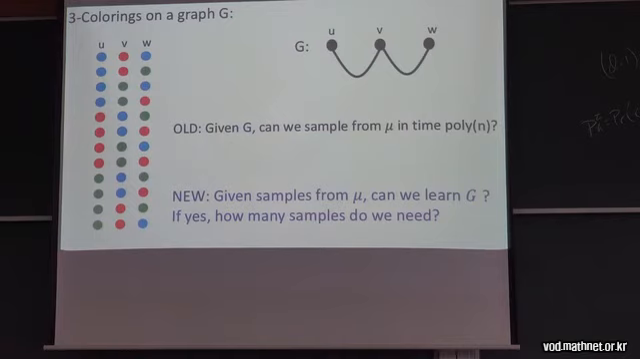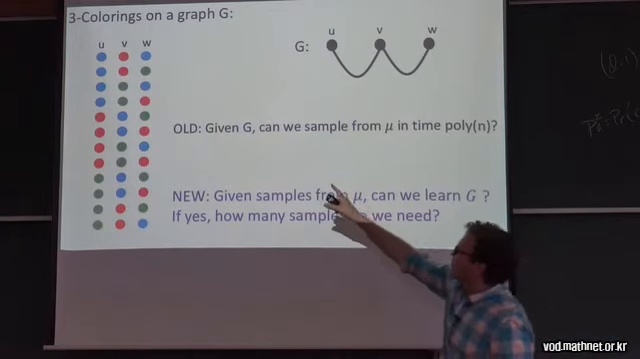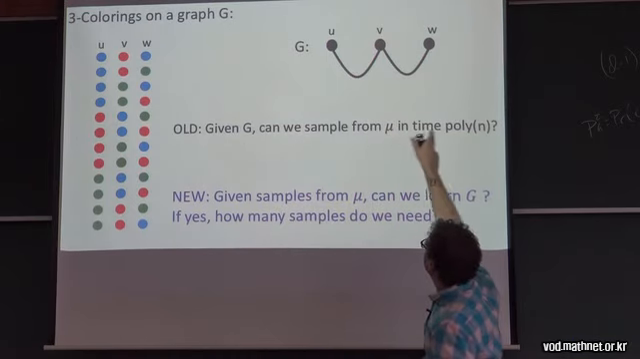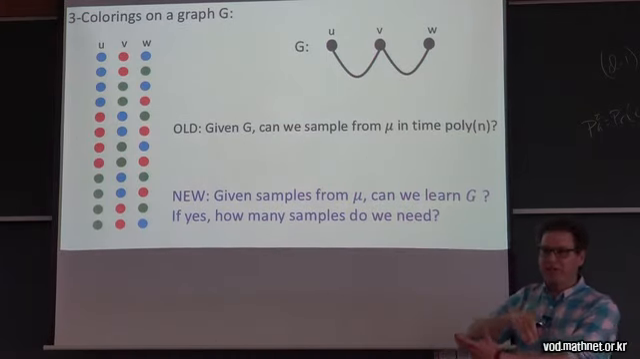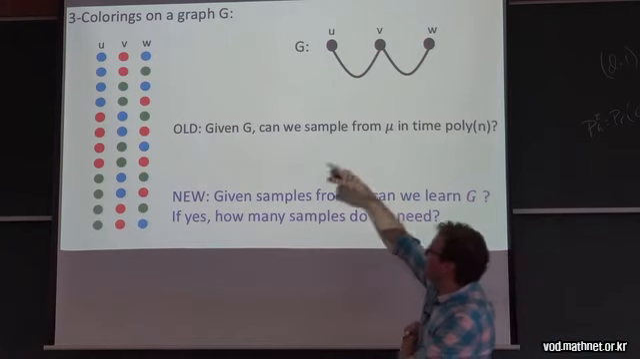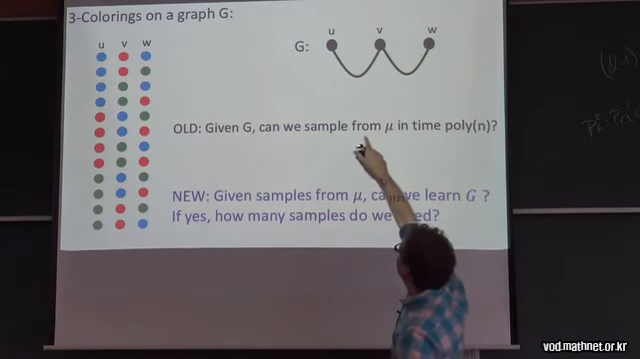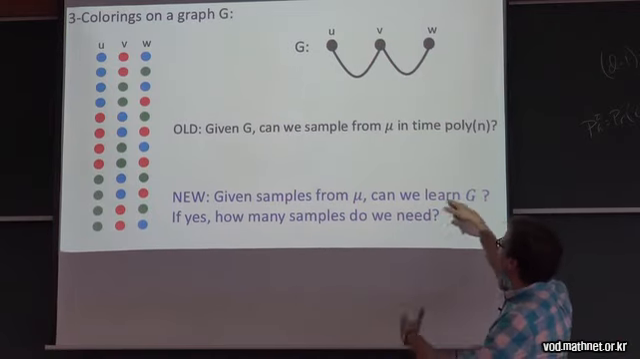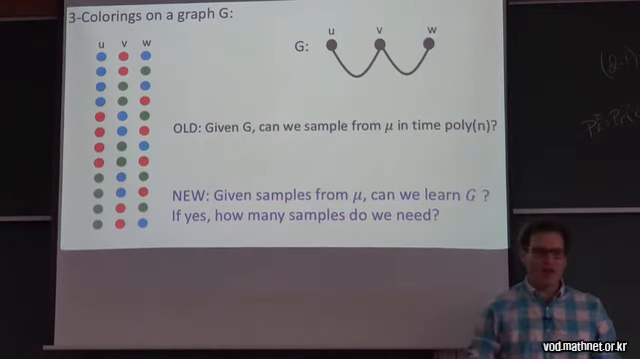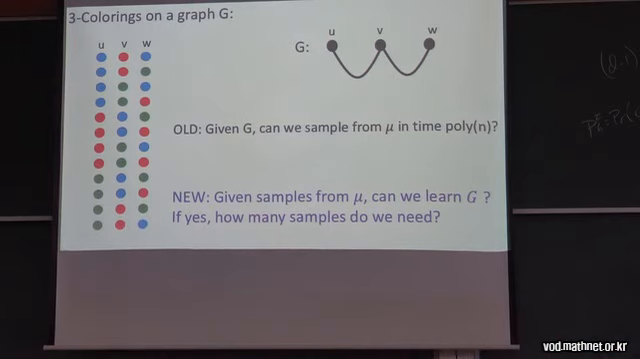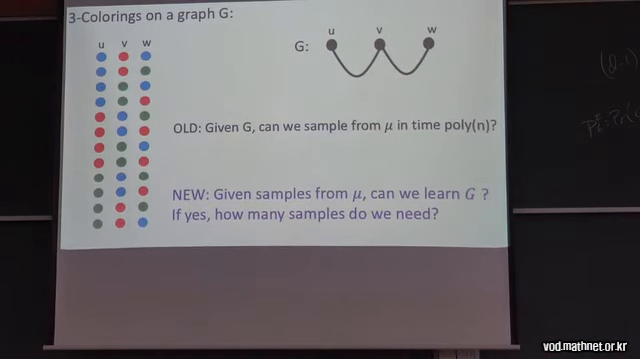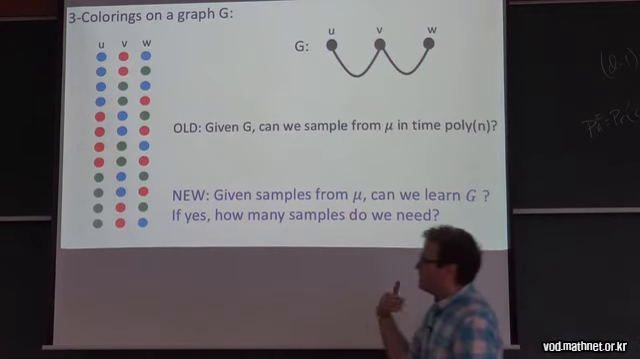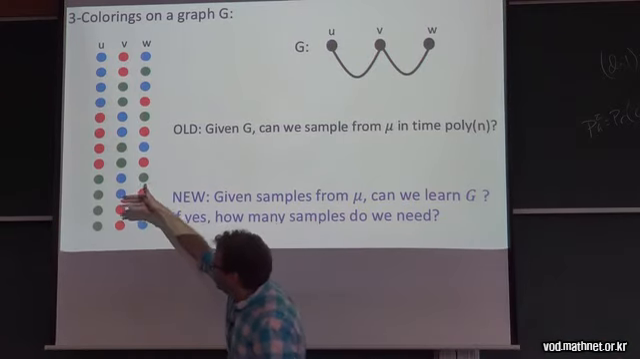Okay, so the question I asked on the previous slide was, I give you the graph, can I sample from the uniform distribution over colorings? Now I want to flip it. I want to reverse the question. So now I'm going to give you samples from the uniform distribution, and then I want to ask, can I figure out the graph? So I don't know the graph, but if you give me samples, can you figure out the graph?